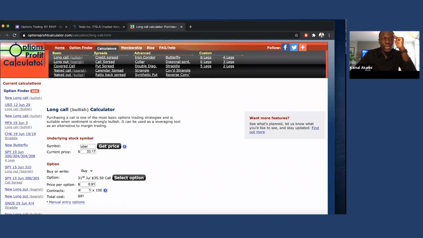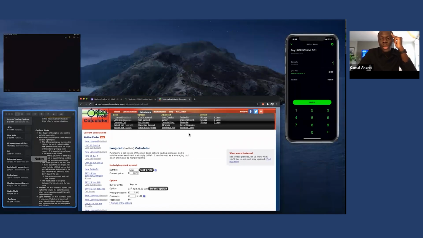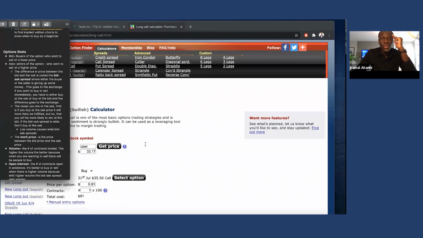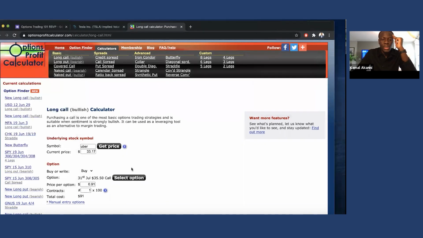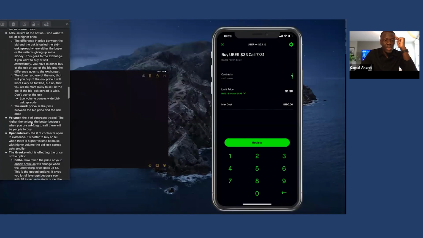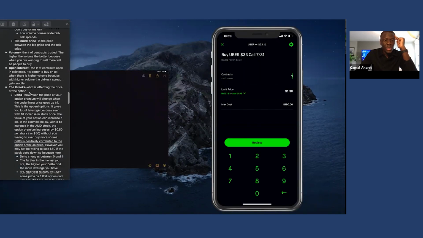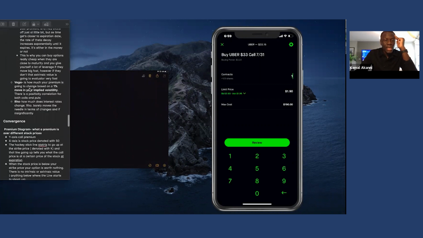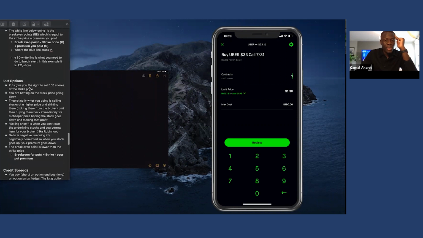All right. So we talked about the option profit calculator. We talked about how you look at implied volatility move. We talked about the stats here as well. What else? Let's see. Okay, going back to my list of things here. Volume, open interest, we talked about that. We talked about the Greeks, gamma, convergence, we don't really care about that. Put options.